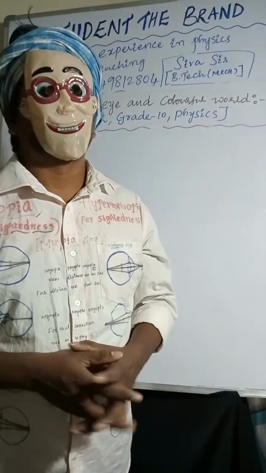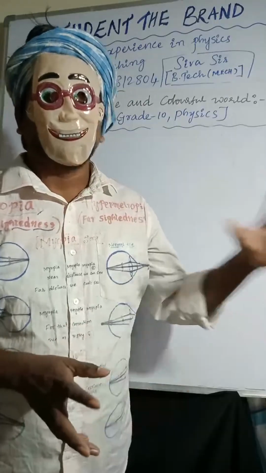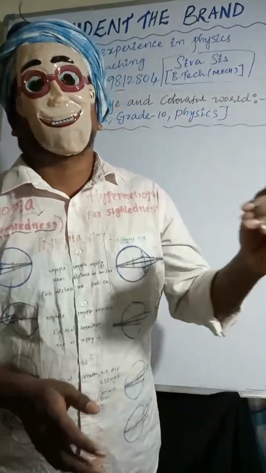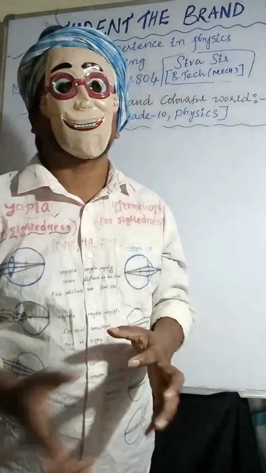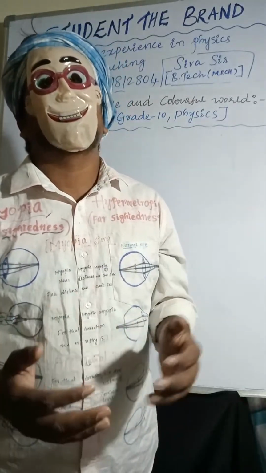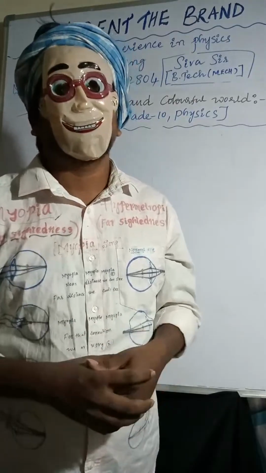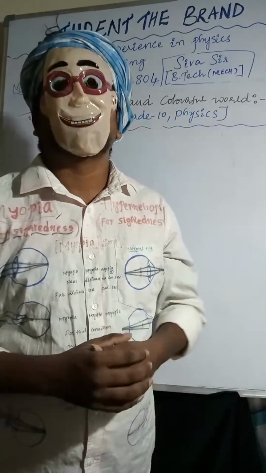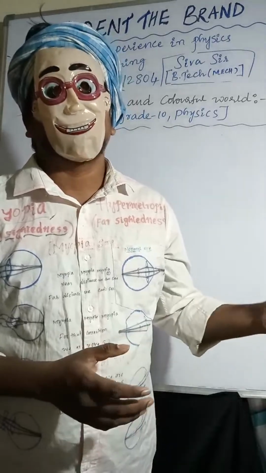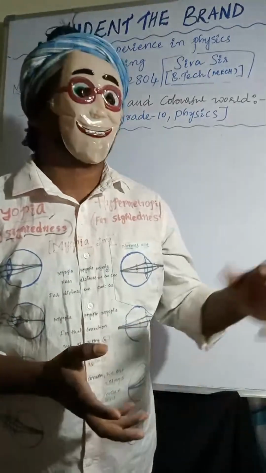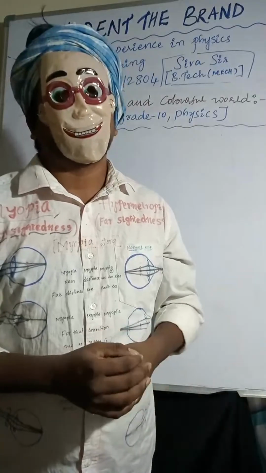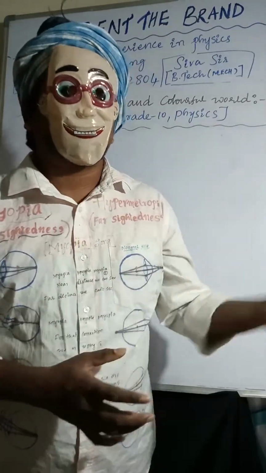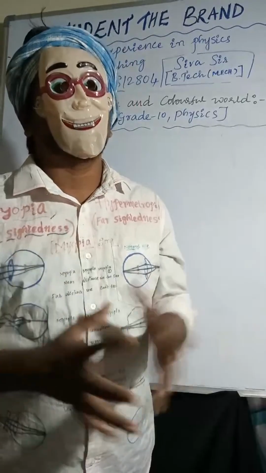Now we will discuss eye parts and function. Today we'll discuss completely about eye parts and function first, then myopia, hypermetropia, presbyopia, cataract, astigmatism, and then refraction through the prism and through a water droplet. So rainbow formation by prism, rainbow formation by water droplet, and atmospheric refraction, scattering of light. All this we will discuss.